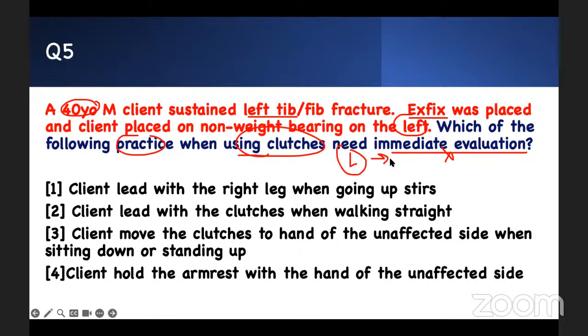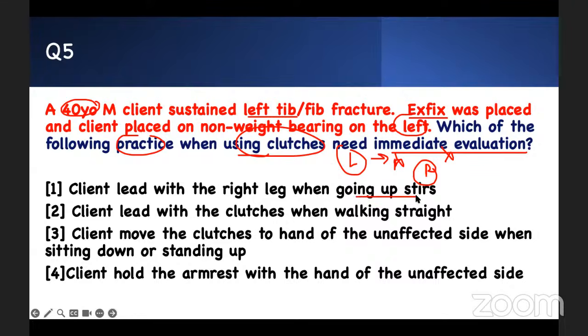Left leg is bad, and I have right leg as good. So what is the patient doing that you need to intervene? You have to know this. There's nothing I can explain to you about this, you have to know it by heart. Assistive device: going up and downstairs, walking straight, and sitting down, you have to know it.